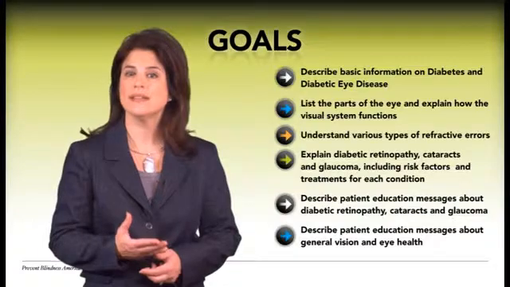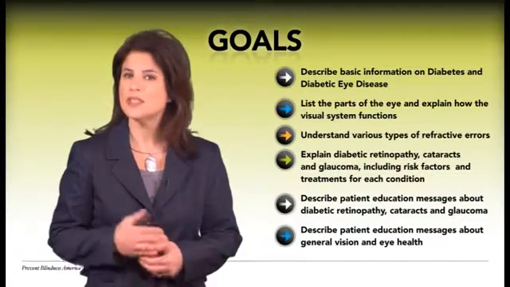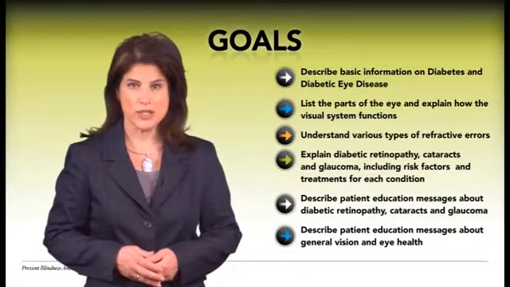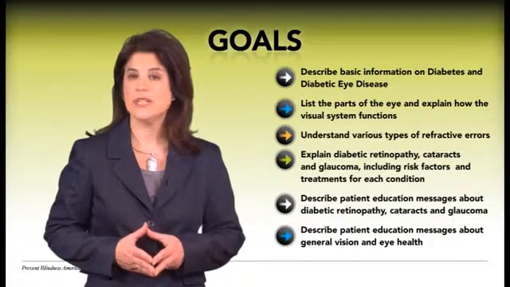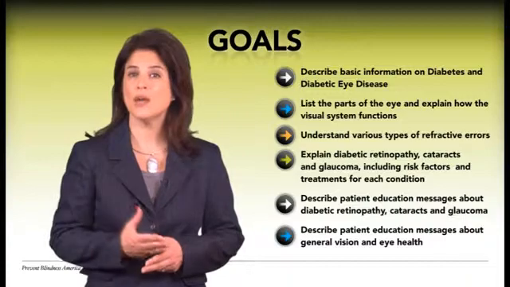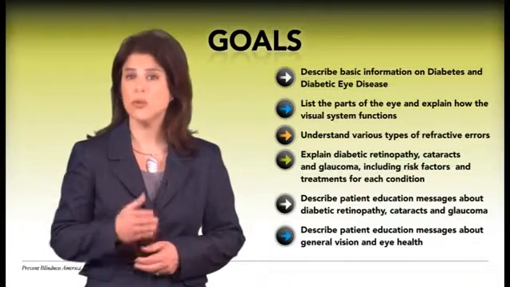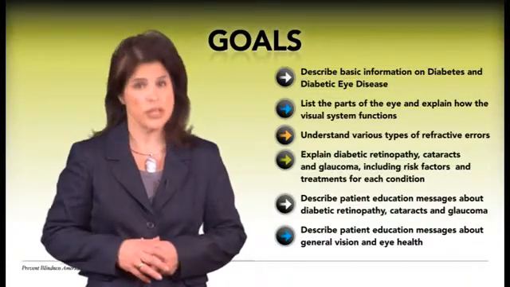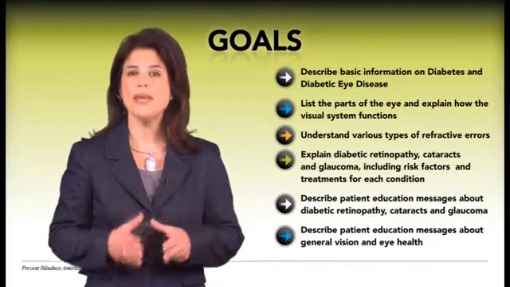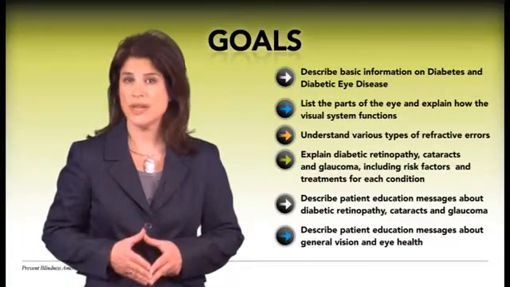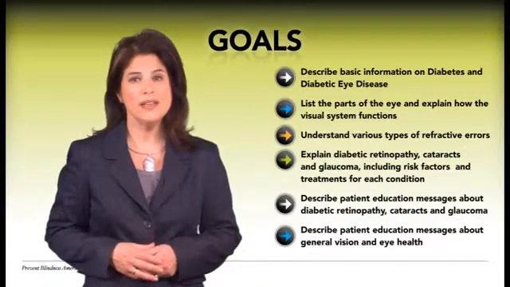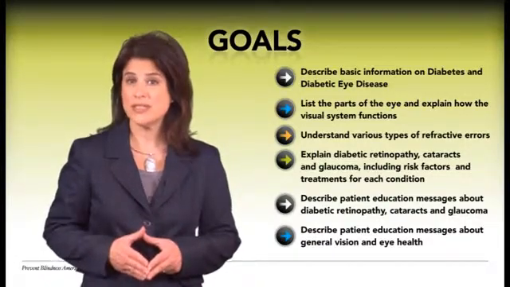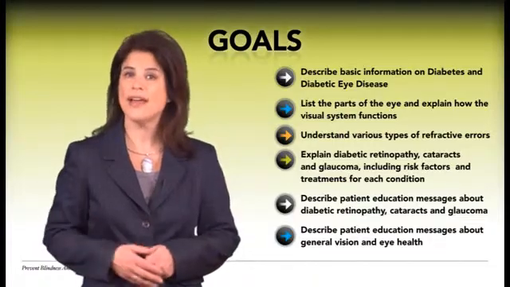eye disease, list the parts of the eye and explain how the visual system functions, understand various types of refractive errors, explain diabetic retinopathy, cataracts, and glaucoma, including risk factors and treatments for each condition, describe patient education messages about diabetic retinopathy, cataracts, and glaucoma, and finally, describe patient education messages about general vision and eye health.